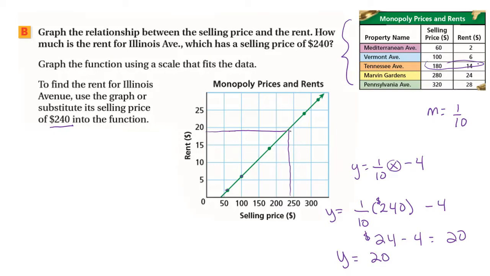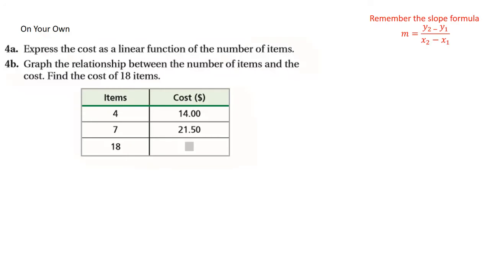Doesn't quite look like that, but that's what the answer is. So when you do it exactly, that's what our problem answer is. So our rent would be 20. Okay, so let's move on. Why don't you try one on your own real fast and see if you can express the cost as a linear function of the number of items. Put it on pause, and then come back and we'll solve it out.